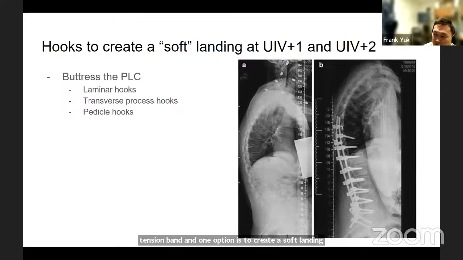That's usually the laminar hooks, transverse process hooks, pedicle hooks. These are older instrumentation that existed before pedicle screws. However, they're coming back in deformity because you can create a much softer landing and spread the load across the top screw, across a much softer laminar hook that allows some freedom of movement and prevents the upper instrumented level plus 1 from spondylolisthesing forward.